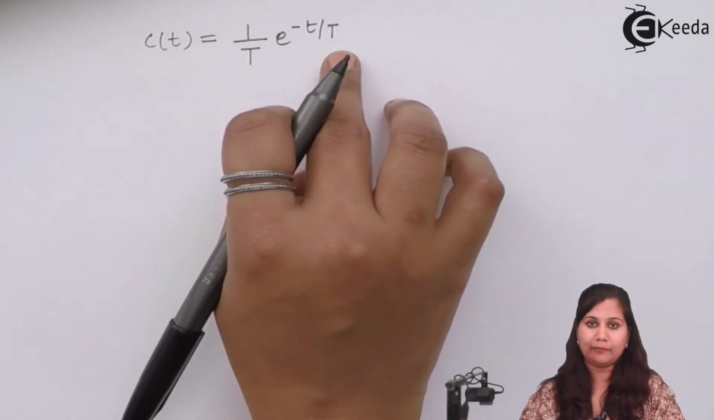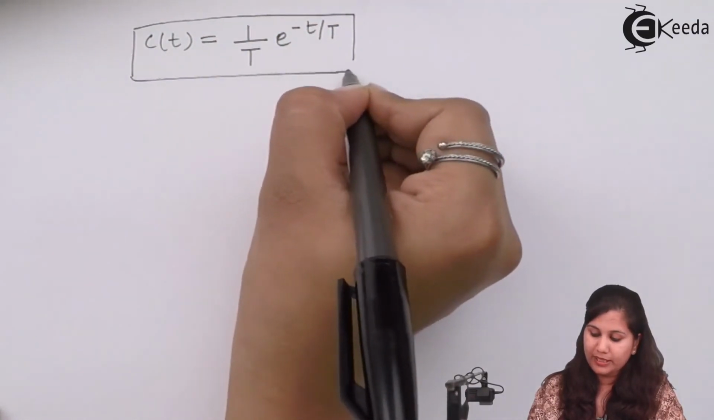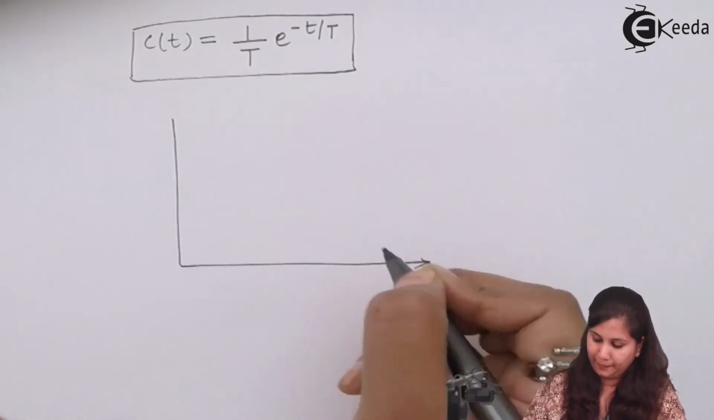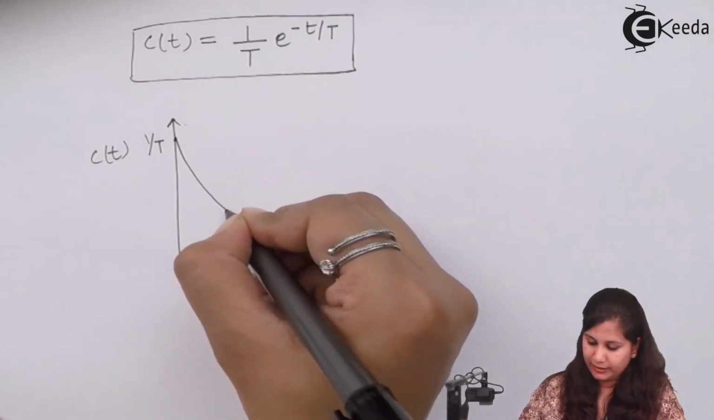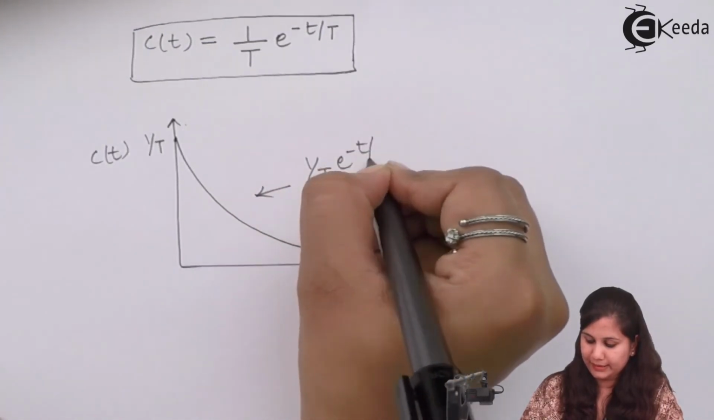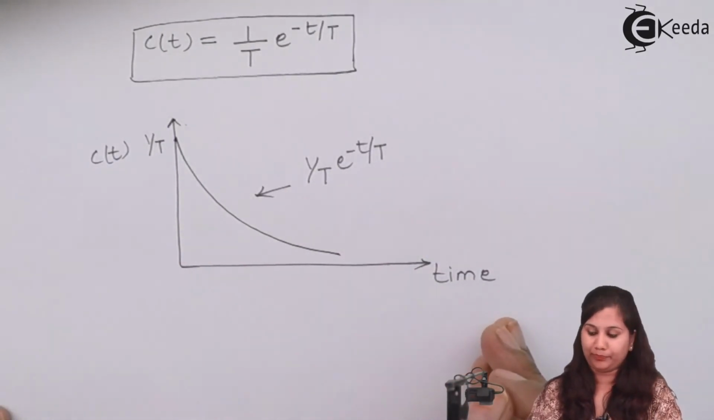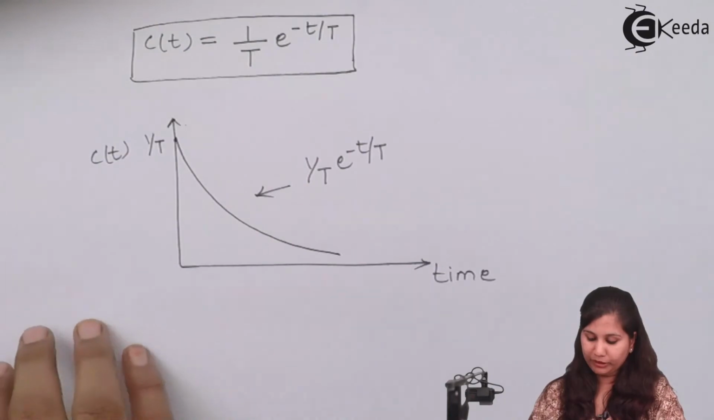Again here T is the time constant, so if we plot this output response with respect to time, it will be an exponential. This is 1 by T, and we have the exponential here. So this is 1 by T e raised to the power minus t by T, and this is the output response with respect to time. So we have studied the output response of a first order control system for unit step, unit ramp, and unit impulse function. Let's form the table here.